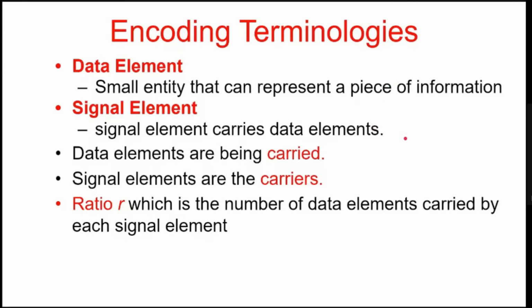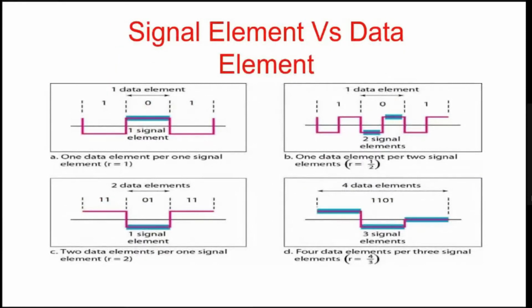So we will see with one example. Yeah, this explanation here. First, see the first diagram. Here, one data element per one signal element. So the corresponding ratio is 1. One data element per one signal element, so the corresponding ratio equals 1.